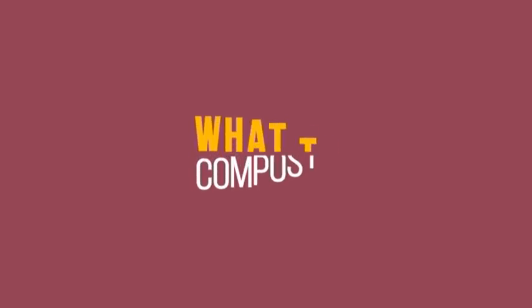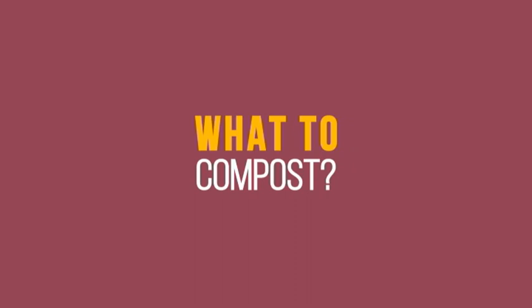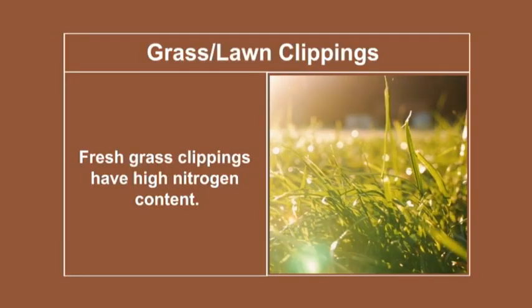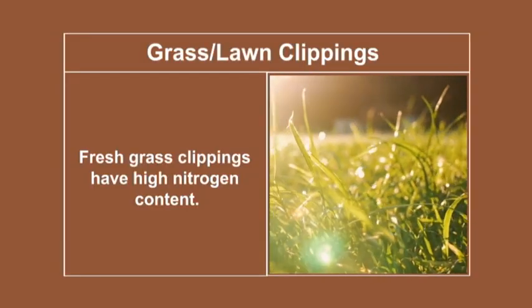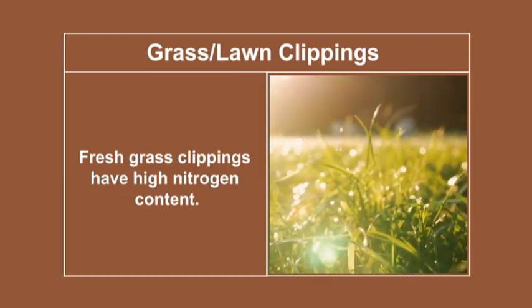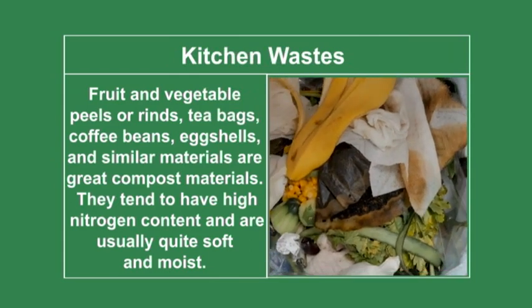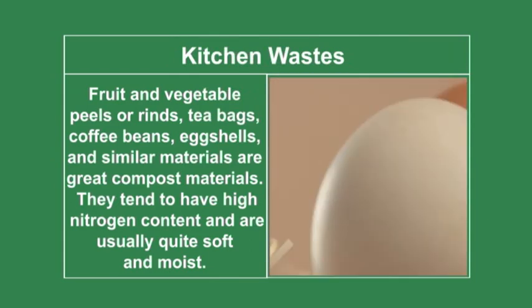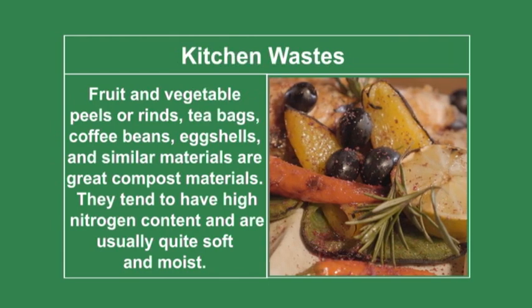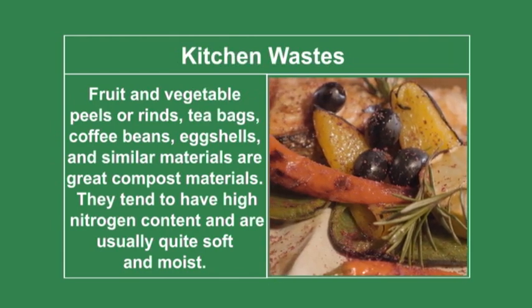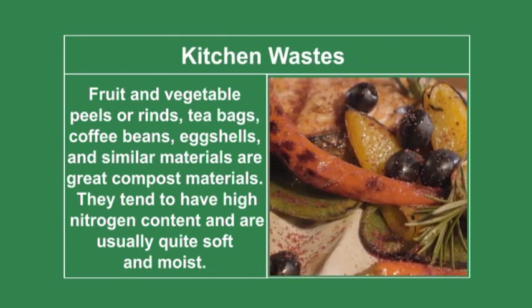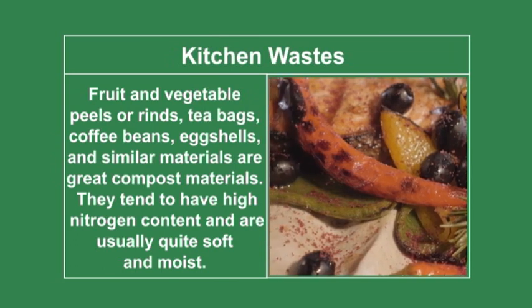Now that you know all about the basic requirements, let us find out what organic materials you can use to start composting. The following items can be added to your compost pile. Grass or lawn clippings. Fresh grass clippings have high nitrogen content. Kitchen waste. Fruit and vegetable peels or rinds. Tea bags, coffee beans, eggshells, and similar materials are great compost materials. They tend to have high nitrogen content and are usually quite soft and moist.